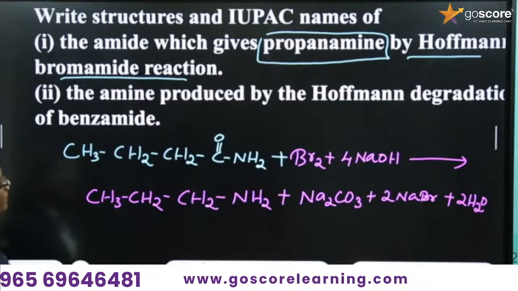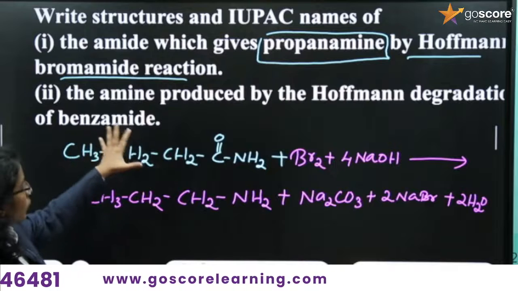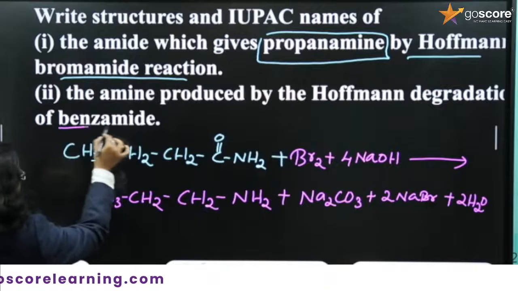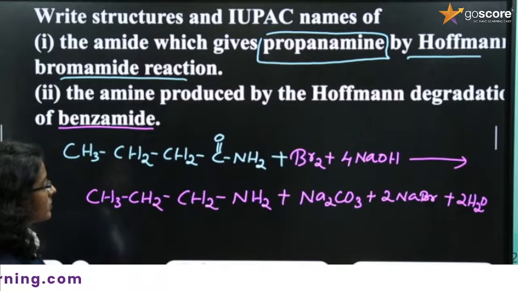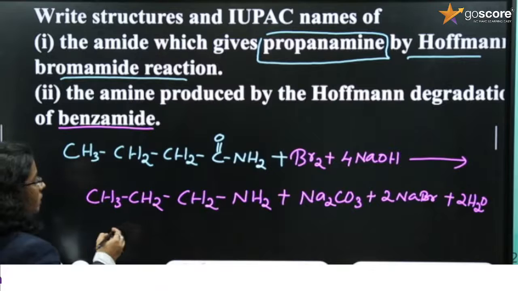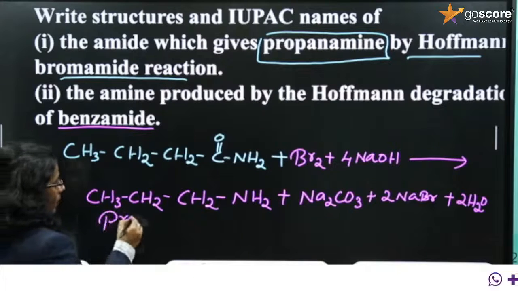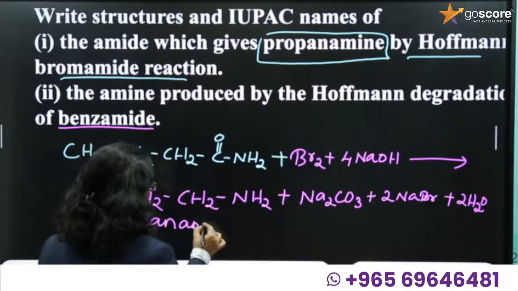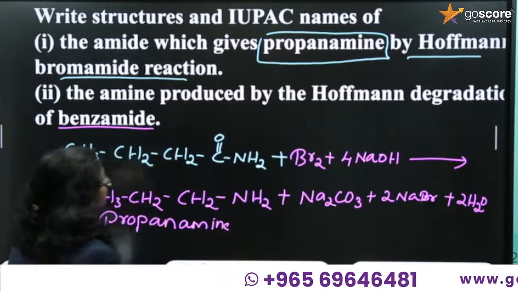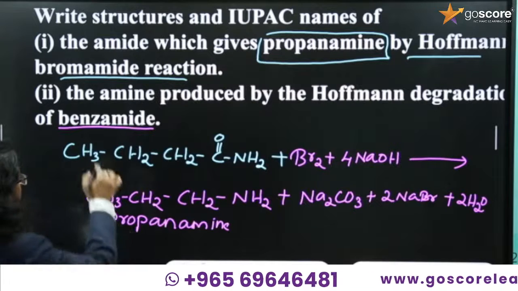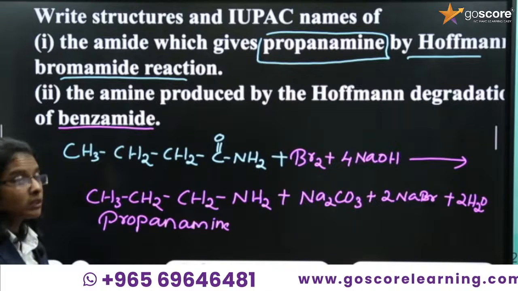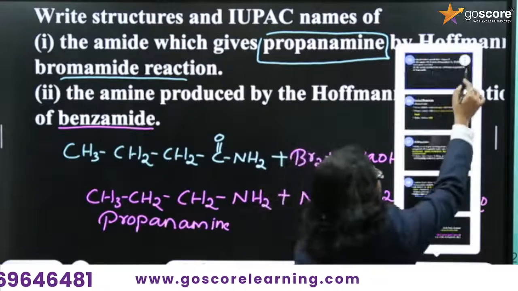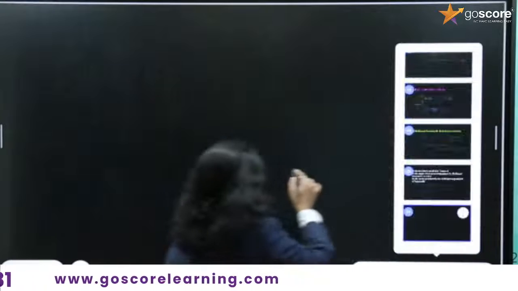The next question is: the amine produced by the Hofmann bromamide degradation is benzenamide. So what is the IUPAC name of this one? Benzenamide on treating with Hofmann bromamide degradation reaction, what do we get? We will see what the product will be.